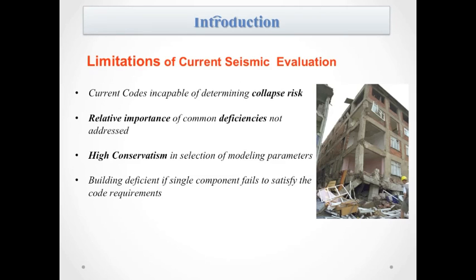Currently, the main documents that are used for the seismic evaluation of existing buildings are ASCE 31 and ASCE 41. But both documents have certain limitations, and some of the main limitations are that the current codes do not determine collapse risk. Secondly, they don't address the relative importance of specific deficiencies, and overall, we are very conservative in selection of modeling parameters. So also the seismic evaluation is conservative.